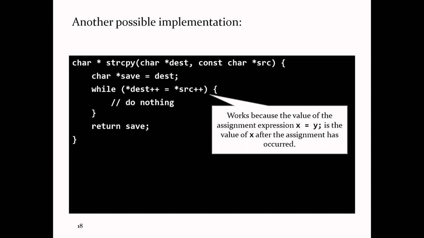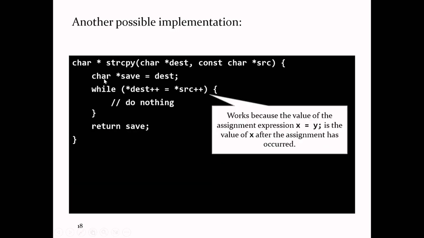Okay, so SRC is here, and DEST is over here. This is my destination array, and this is my source array. The source starts pointing there, and dest points there. Save is going to be equal to dest, so save is also pointing there.